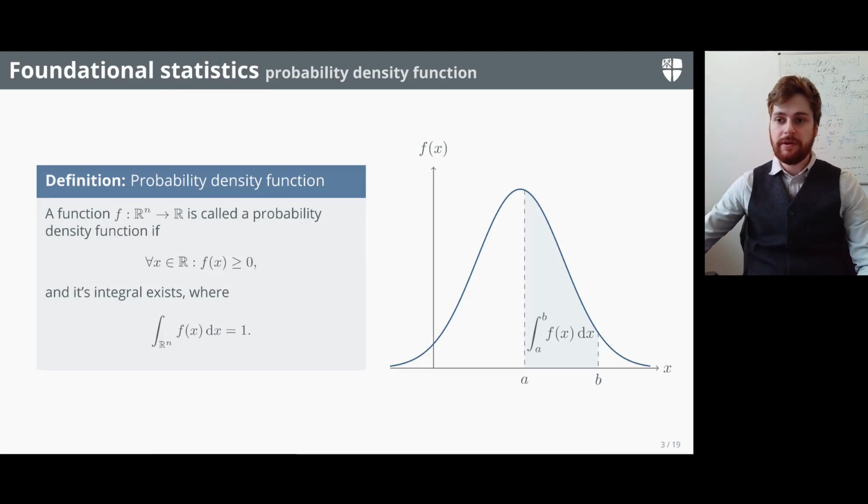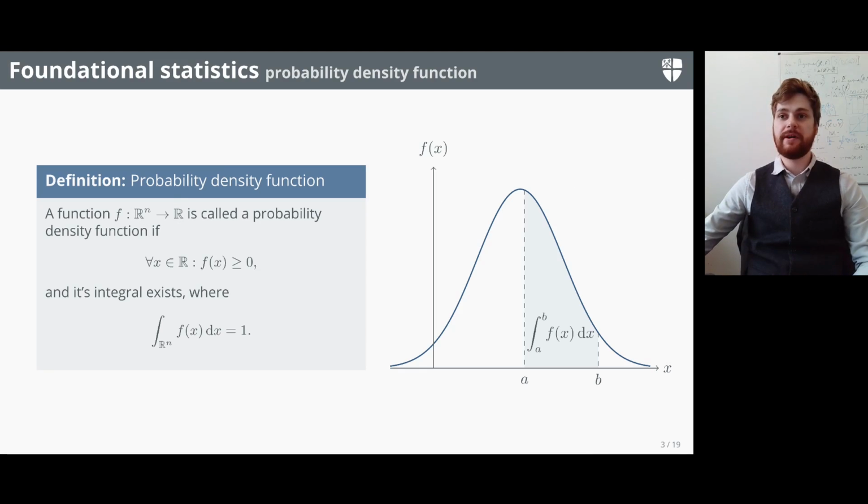So we're going to start with a simple revision on distributions. Specifically, we're going to just define what a probability density function is. So the probability density function, or the PDF, is a function which maps from Rn, so some n-dimensional real space, just to R, so to a single value.